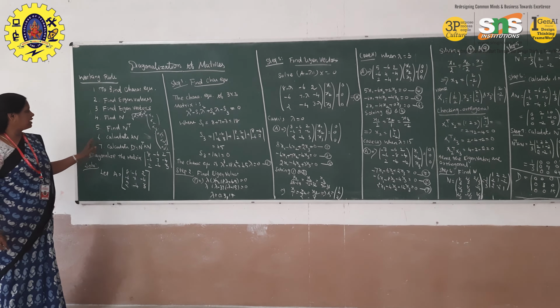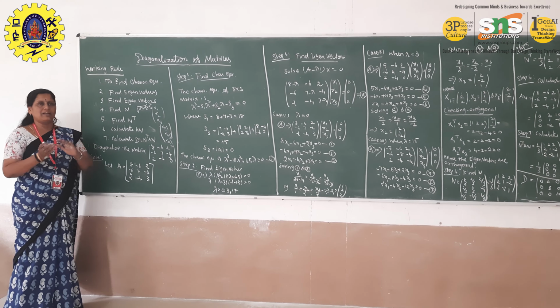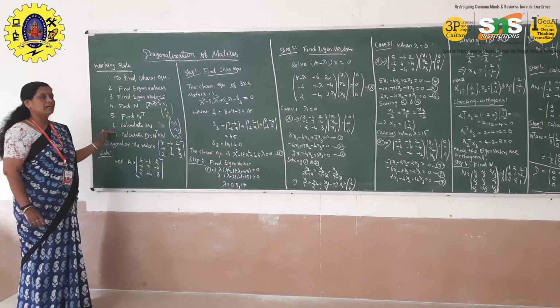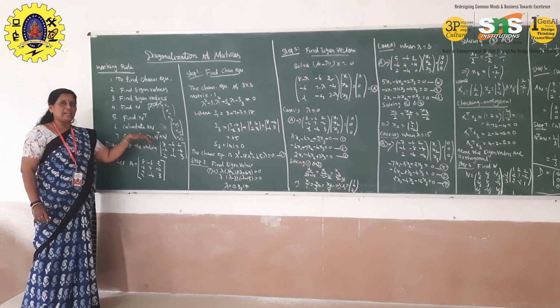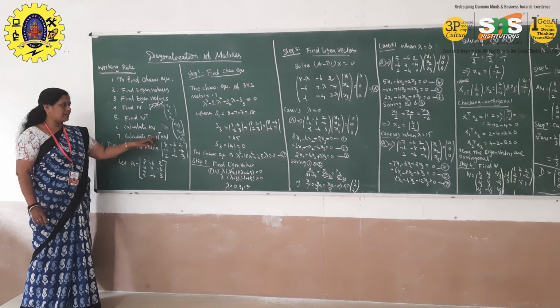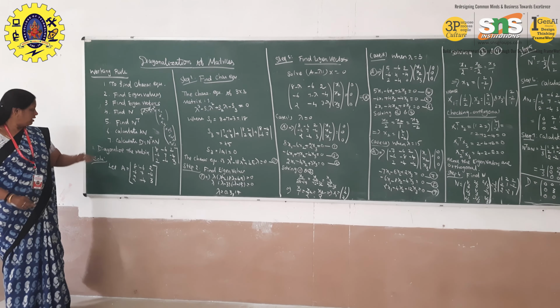eigenvector. After that, we calculate N transpose. N transpose is nothing but, after changing rows and columns, we get the N transpose value. After that, we calculate the corresponding AN value. Next, we have to calculate the diagonalized matrix D, which is N transpose into AN. Now, we are going to see one problem.